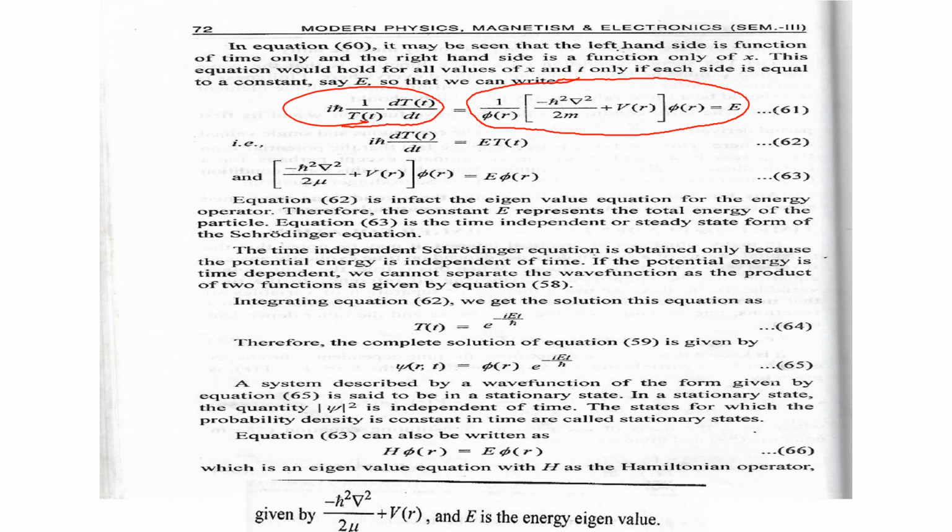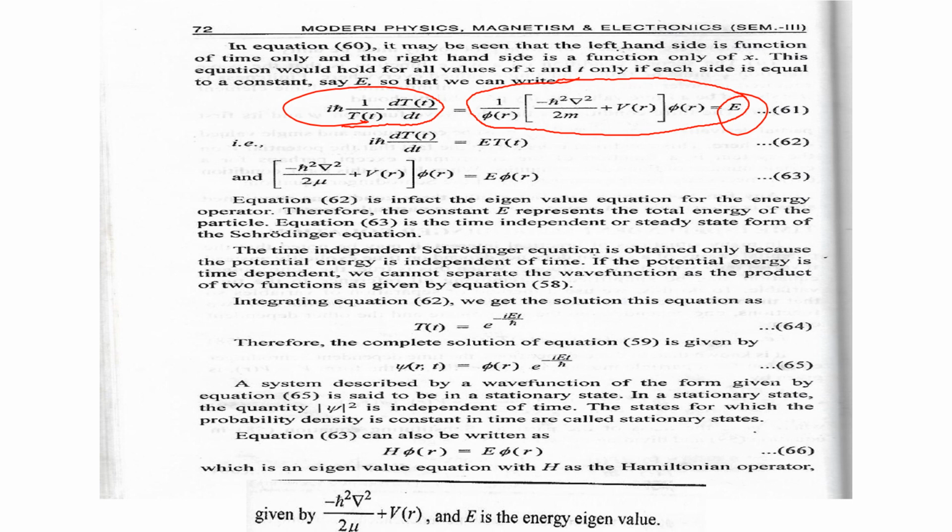So the left side is a time depending part and the other one is a position depending part. This equation is valid only if these two are equal to some constant, say E. So we can write iħ dT/dt is equal to E times T, that is by equating the left side with E.